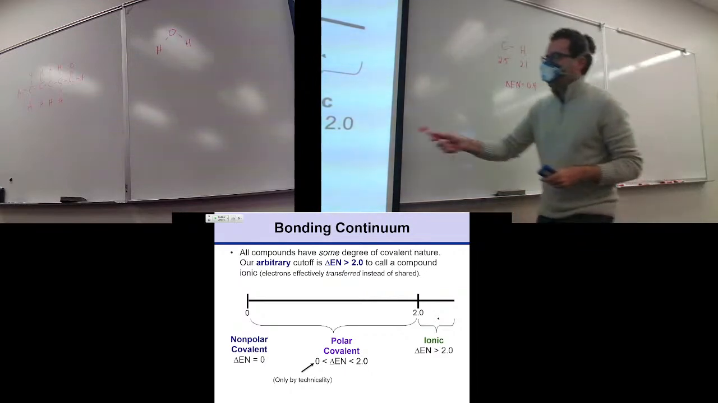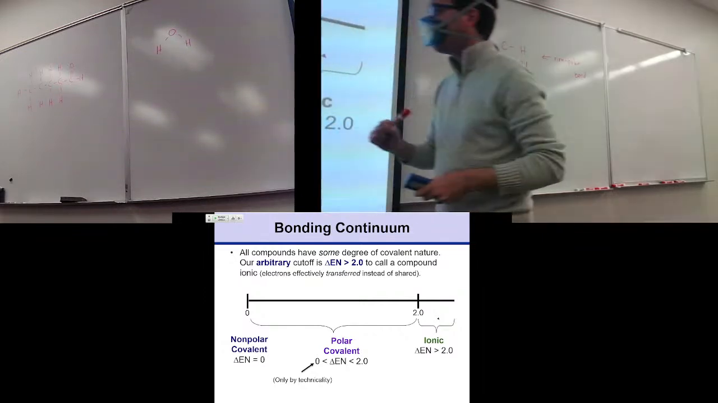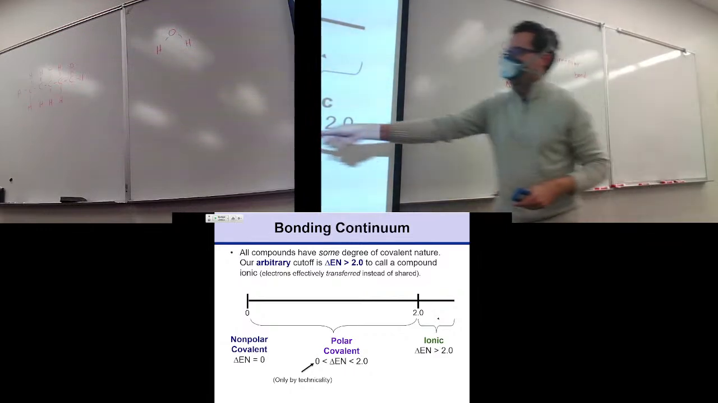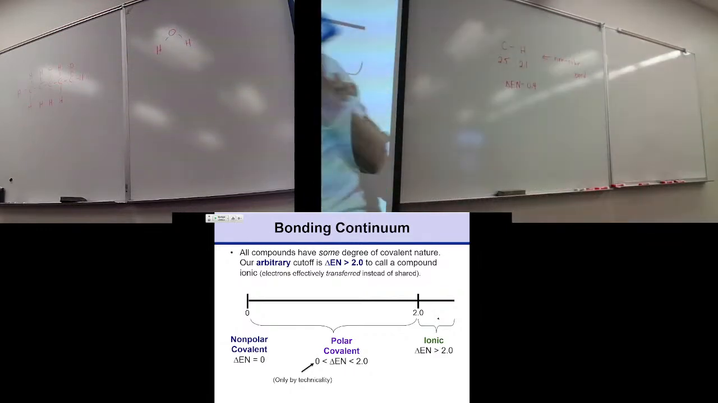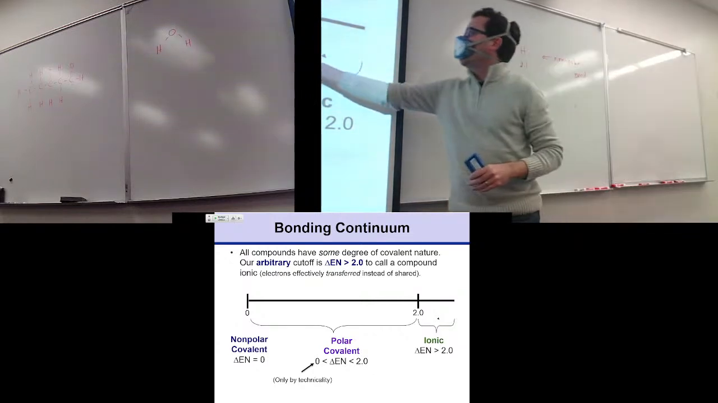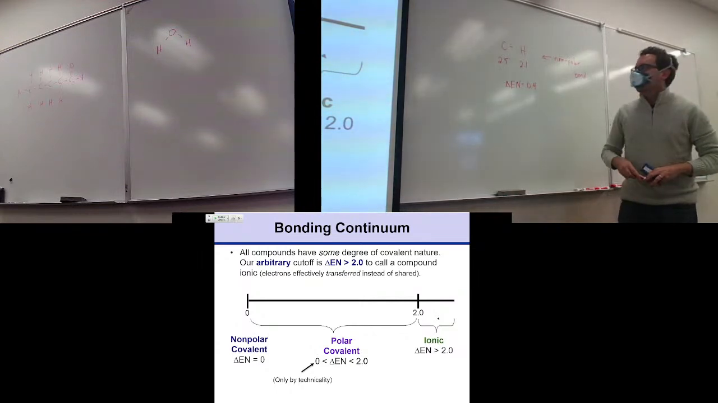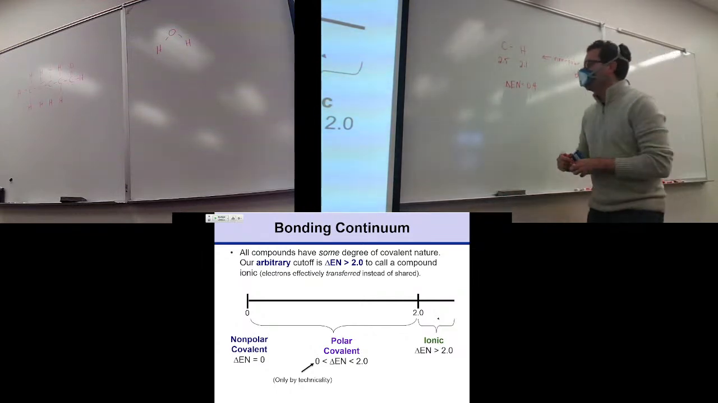So technically, again, the cutoff is somewhere around here, 0.4 is nonpolar, and then above that is polar. So that's why it says 0 by technicality. So ignore that. Just say 0.4 about. Now, when you get to above 2, suddenly it switches to ionic. So, I mean, think about why that would be.